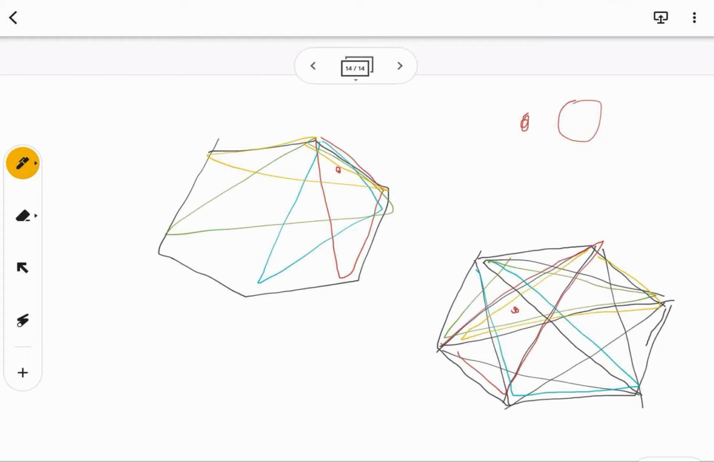Yeah, there are more triangles. Let me attempt to draw all of them. So there's this triangle, so that brings us to 5. Let's see. Oh boy. Wait, we have 1, 2, 3, 4, 5. Wait, do we have 6? 1, 2, 3, 4, 5. No, we have 5 right now. I think I'm definitely missing 1 triangle, aren't I?